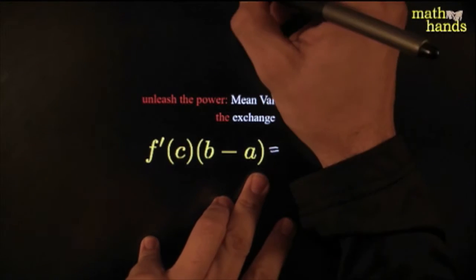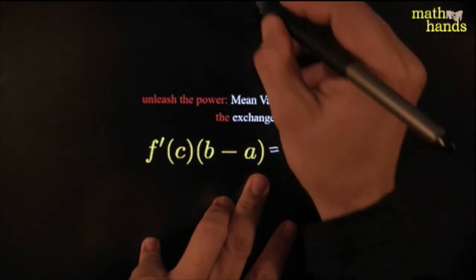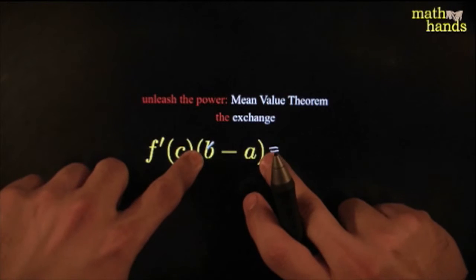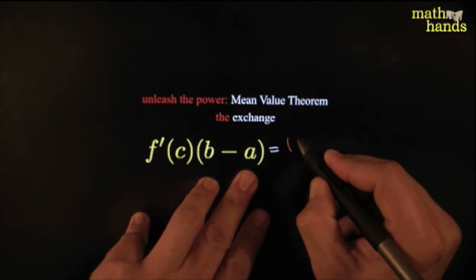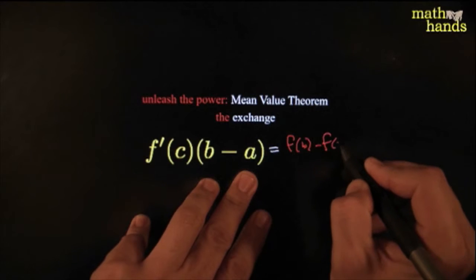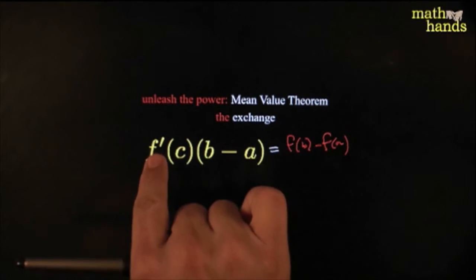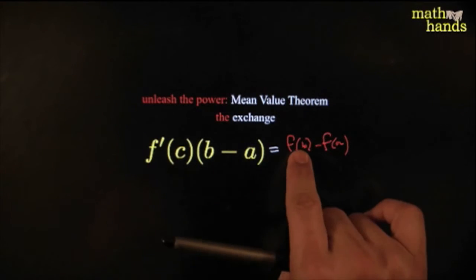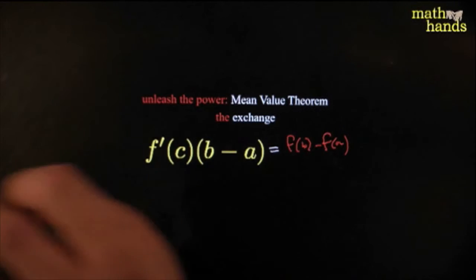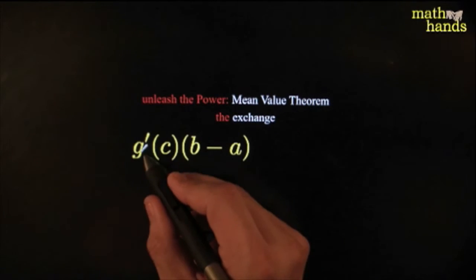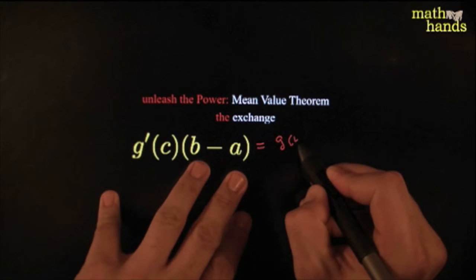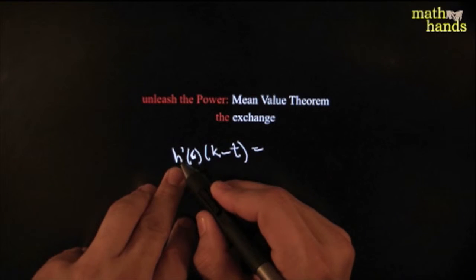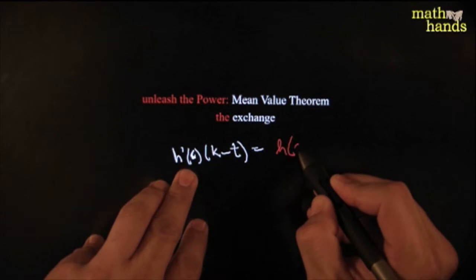The idea is that we can exchange this guy right here, f prime of c, which is some tangent slope, times the length of the interval, b minus a. We can exchange that for f of b minus f of a. And again, the thing to observe here is that the function on the left is the derivative of the one on the right. But again, we've got to take that to the next level. What if it was a g? Well, that would be easy. That would be g of b minus g of a. And what if it was an h prime? Well, that would be the derivative of an h without the prime.